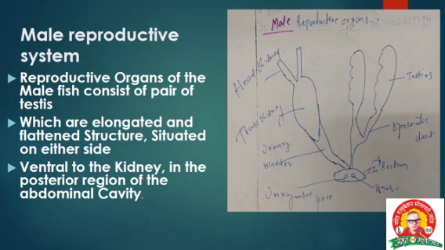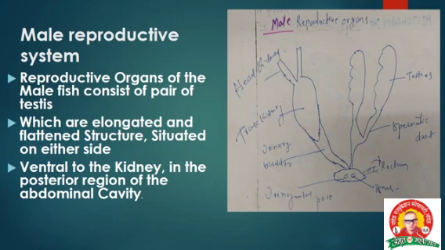This is the male reproductive system. First of all, you start with the male reproductive system and then the histology of testes. On my right hand side, first observe the figure, then the concept will be clear. That is the male reproductive organs.